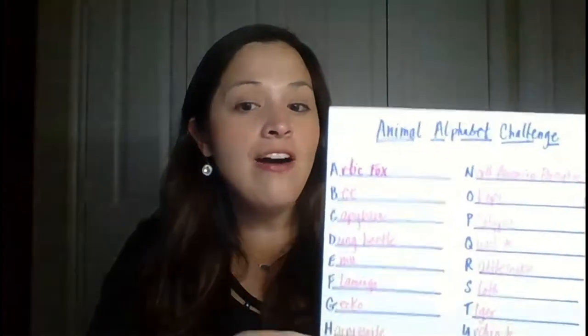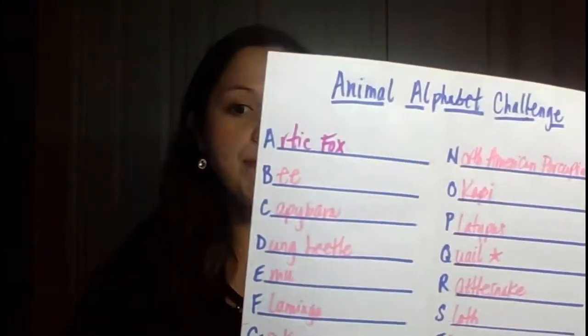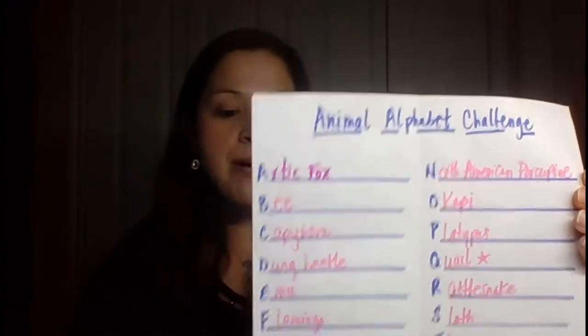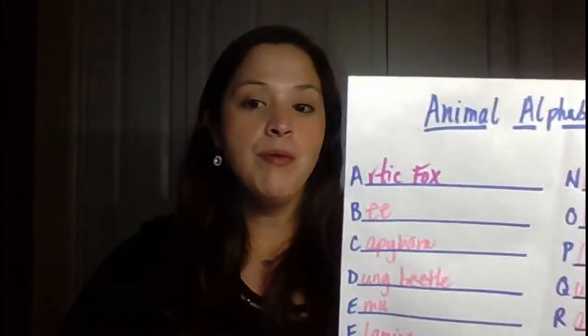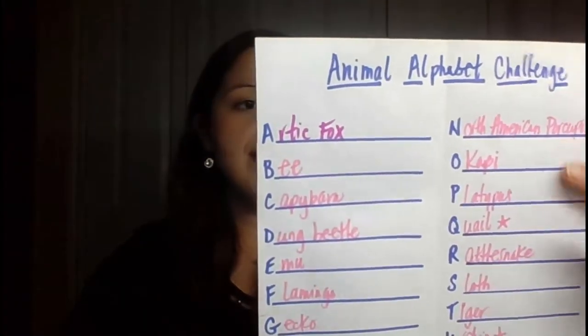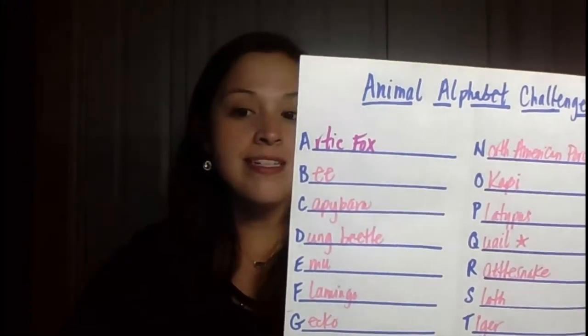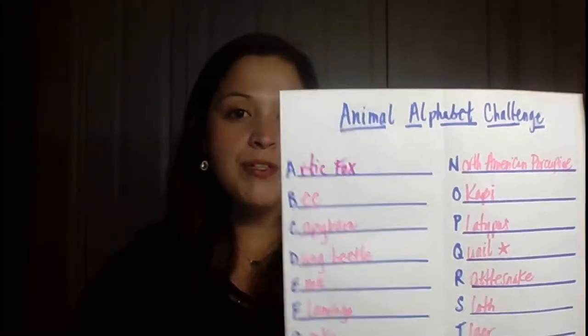So, last week I uploaded an animal alphabet challenge onto our Facebook page. You either had this copy or you had one that looked just like this. If you didn't have this copy available, you were able to make your own just like I did with mine. Remember, we were supposed to fill out all the alphabet letters with an animal from the San Diego Zoo website. If you don't remember what to do, stay tuned and I'll show you.